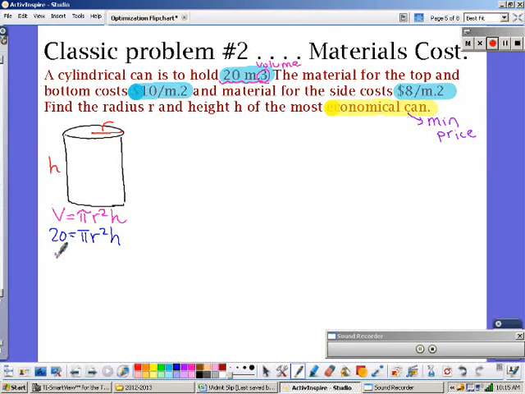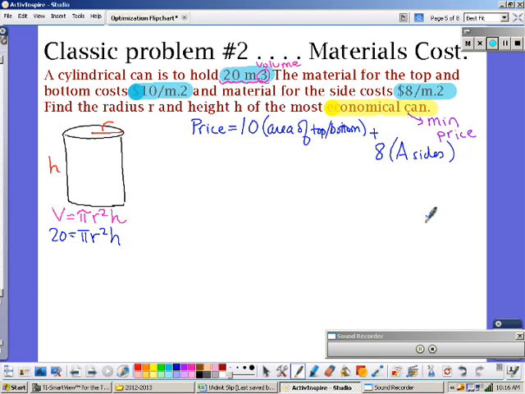Now this problem says that we're optimizing price. So let's make a price equation. Now if you imagine the price equation, we're going to take $10, we're going to multiply it by the area of the top and bottom, plus we're going to have to take $8 times the area of the sides. So we're going to take $10 times the area of the top and the bottom, $8 times the area of the sides. Now let's go filling in what we can.